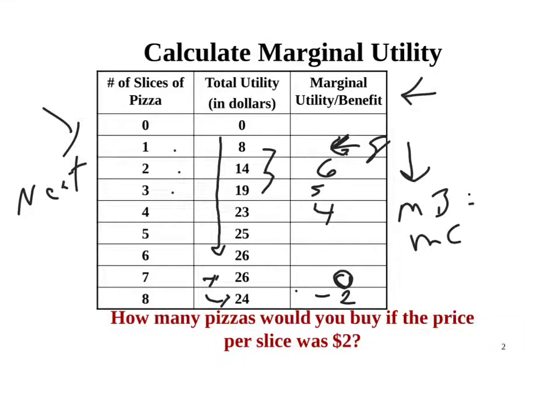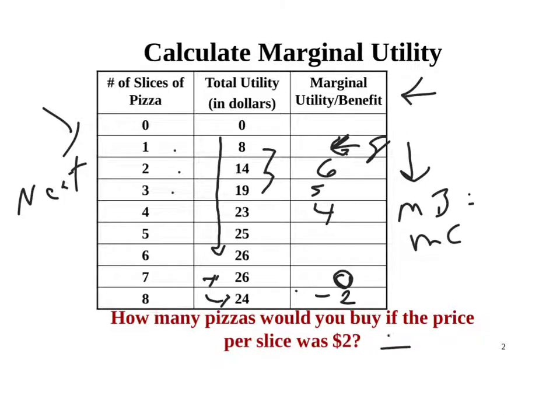So in this case, note that we have a pattern. Total utility can be increasing while marginal utility diminishes. Total utility can peak while marginal utility is 0, and total utility can decrease when marginal utility is negative, okay?